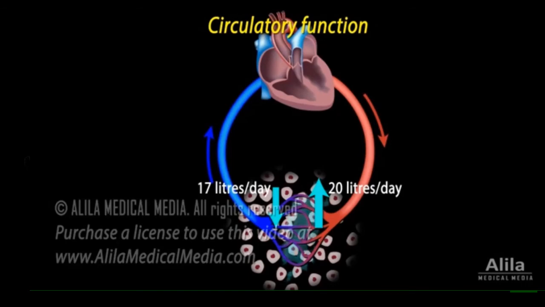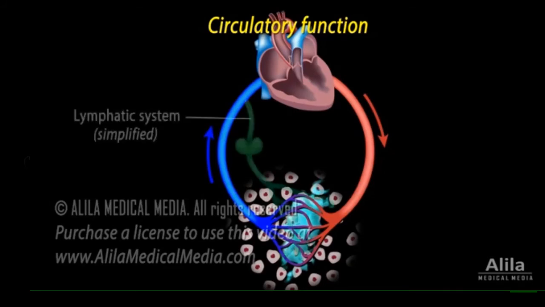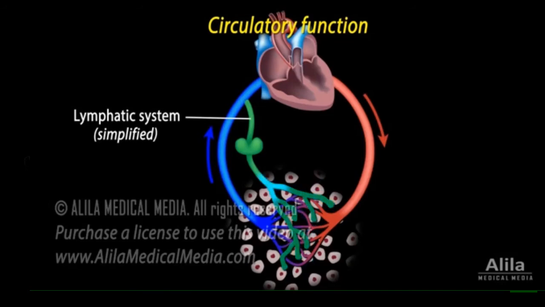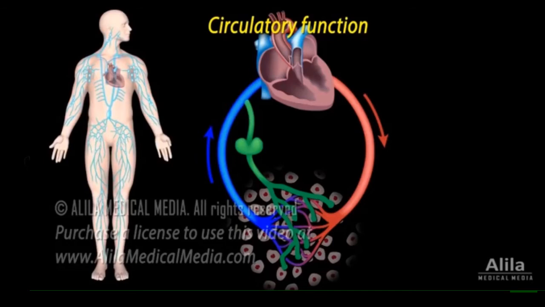About 15% of it is left in the tissues and would cause swelling if accumulated. This is where the lymphatic system comes into play. It picks up the excess fluid and returns it to the circulatory system. Unlike the blood circulatory system, which is a closed loop, the lymphatic system is a one-direction, open-ended network of vessels.